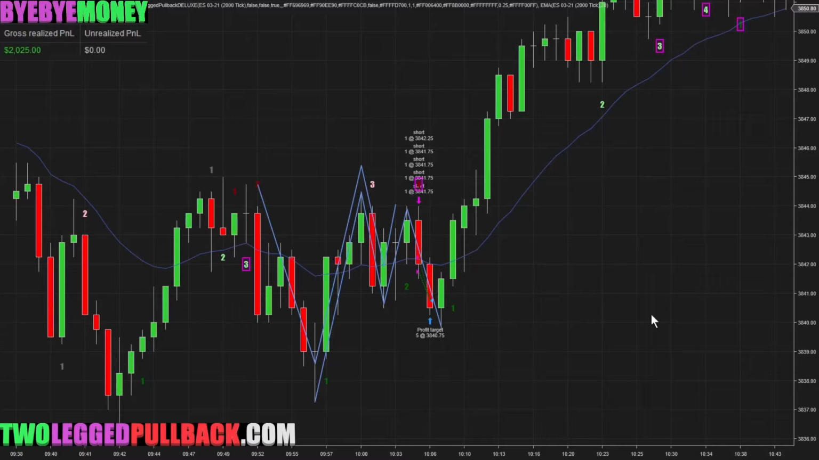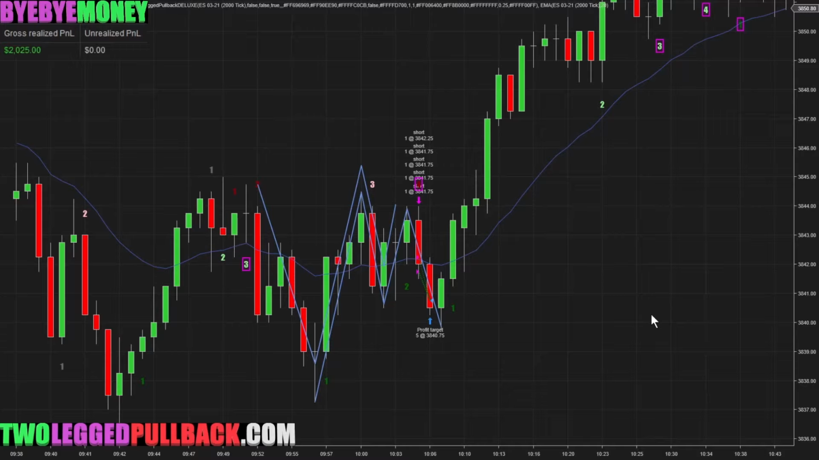The exciting thing is that this is not the only automated strategy at the two-legged pullback community. This is just one of many. And at the two-legged pullback community, we are tweaking these strategies together as a community to make the most highly probable setup. And when I say the word tweak, we're not tweaking based on circumstance. We're tweaking based on principles. And so every tweak that we try to make at the two-legged pullback community on these automated strategies are tweaks based on good trading principles.